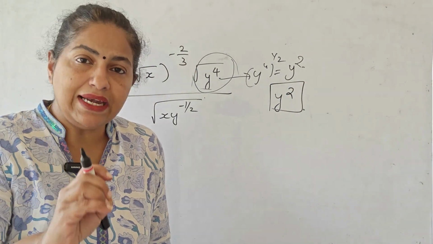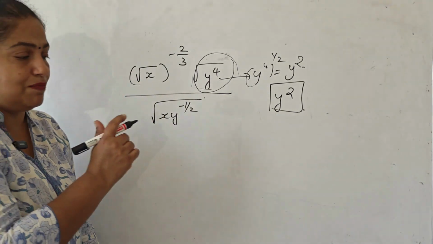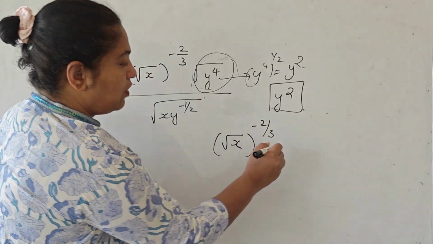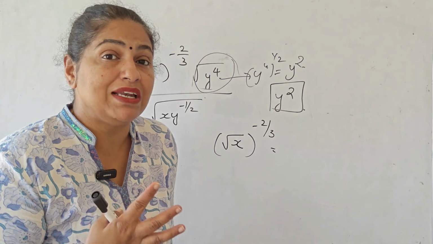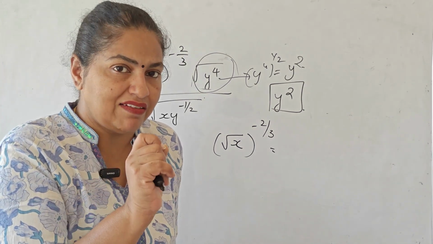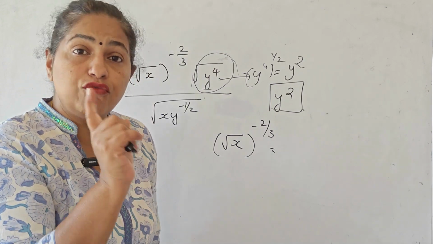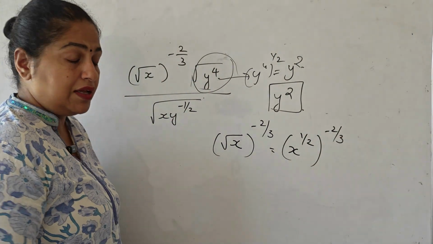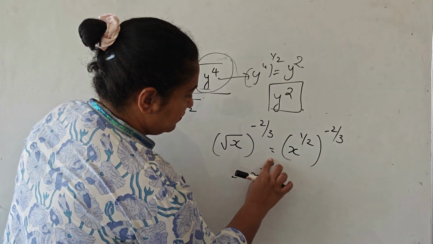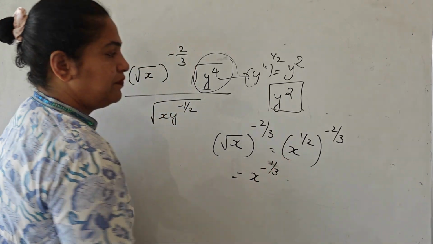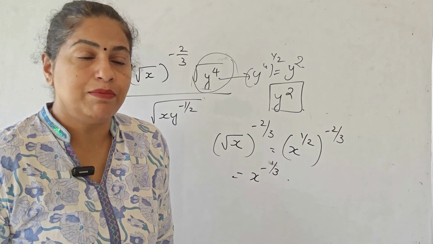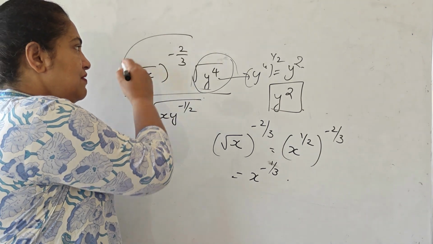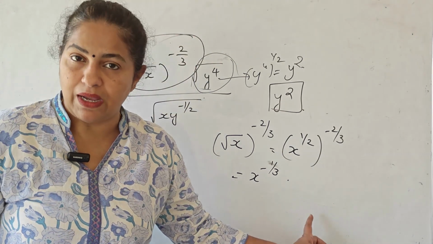Okay. Now let us move to the next term. Let us take this term, which is x root of x raised to minus 2 by 3. Now I need to cancel something so that I feel better about the terms. What do I cancel? I will express root of x as x raised to 1 by 2. Correct? I will get x raised to minus 1 by 3 because 2 and 2 will get cancelled.